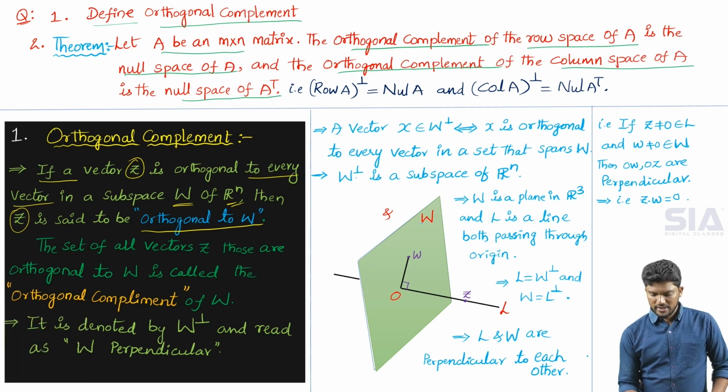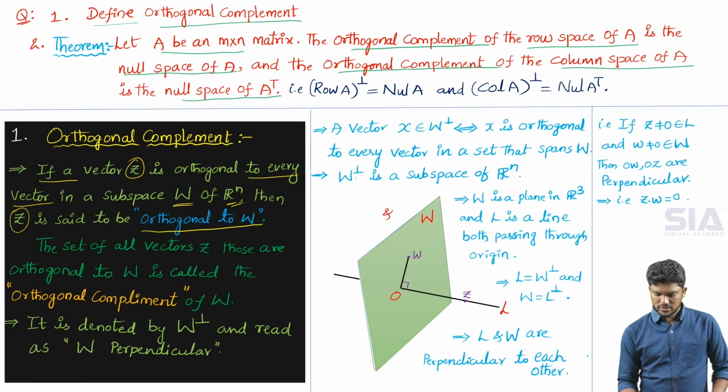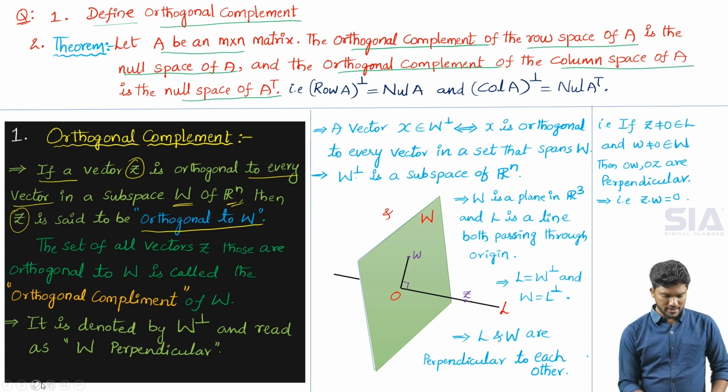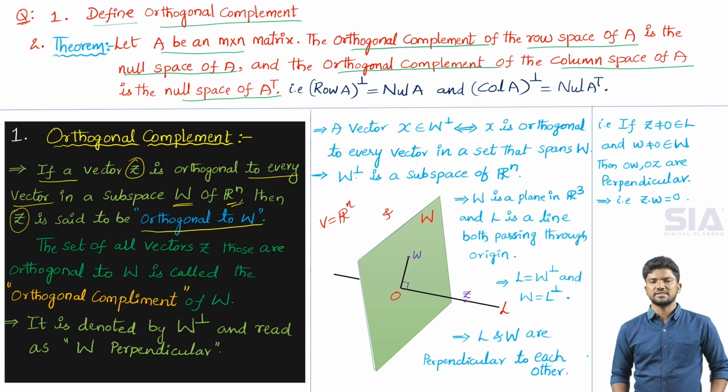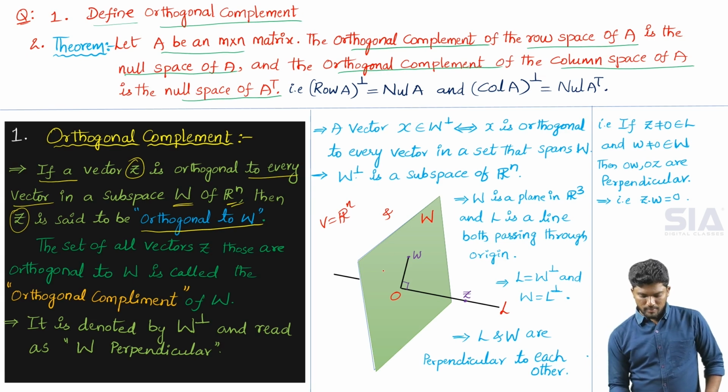Here W is a subspace, as you can see in the diagram. This square box denotes W, the subspace. In this subspace there exist some finite number of vectors. Why? Because the main vector space capital V is equal to Rn, a finite dimensional Euclidean space. In that vector space we have W as a subspace.